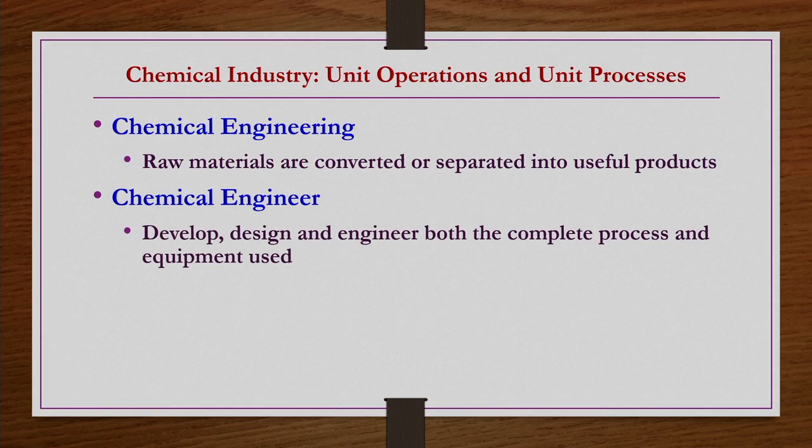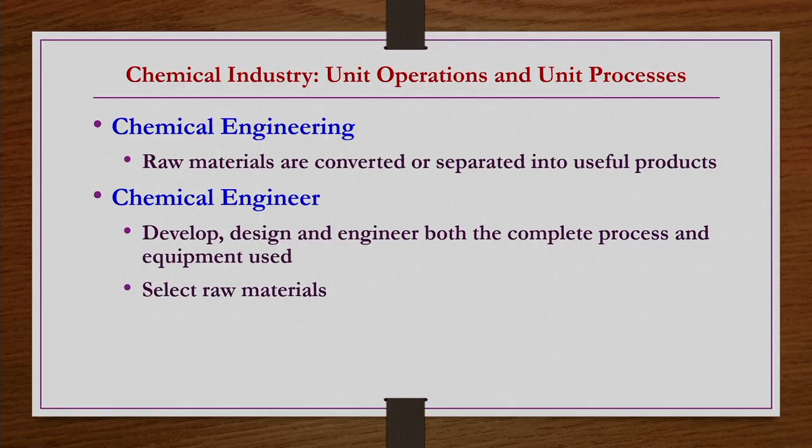So what do chemical engineers do? They develop, design and engineer both the complete process and the equipment used, because a process has several equipment. Soon we are going to see in any flow sheet or any process description that we discuss, there are n number of equipment being used, right? So the design of those equipment is also essential.